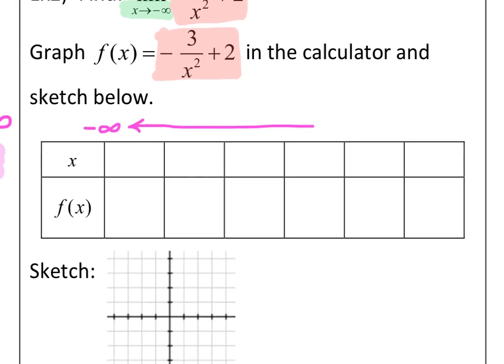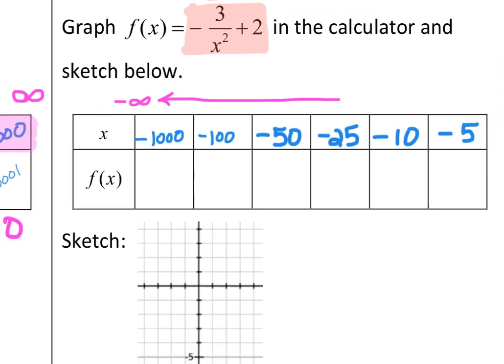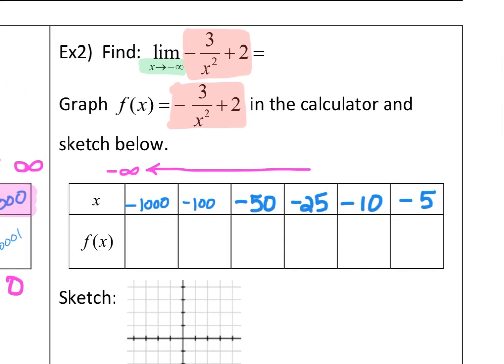And so I'm going to fill in my numbers, and again, I'm going to use smaller numbers and then grow to bigger numbers. I'm going to start over on the right with the smaller negative numbers, like negative 5, and then maybe negative 10, and then I'm just going to keep getting bigger: negative 25, negative 50, and then how about negative 100, and then negative 1,000, and just see what's happening with the y values as the x values continue to get more and more negative.